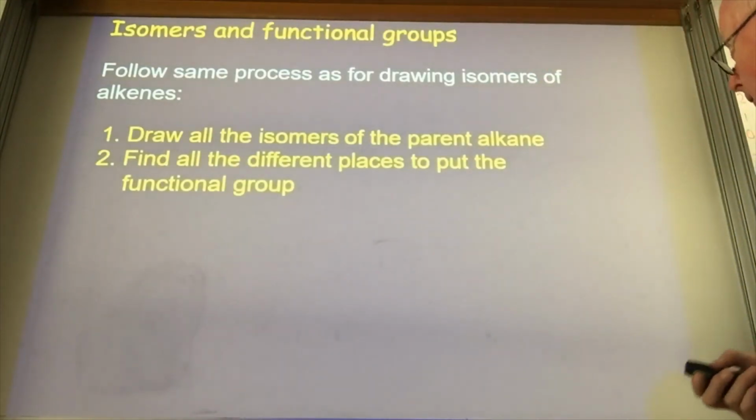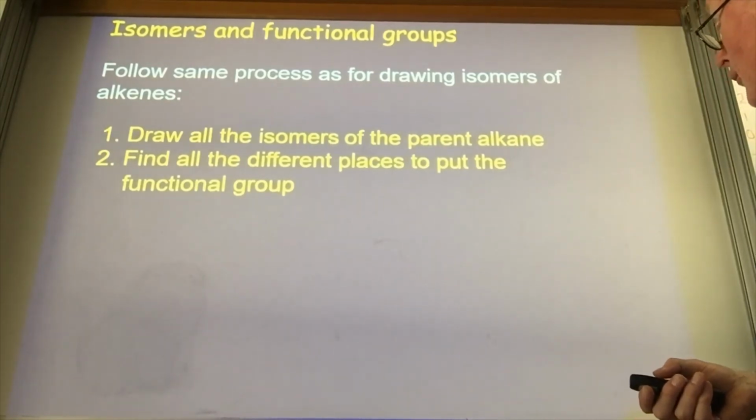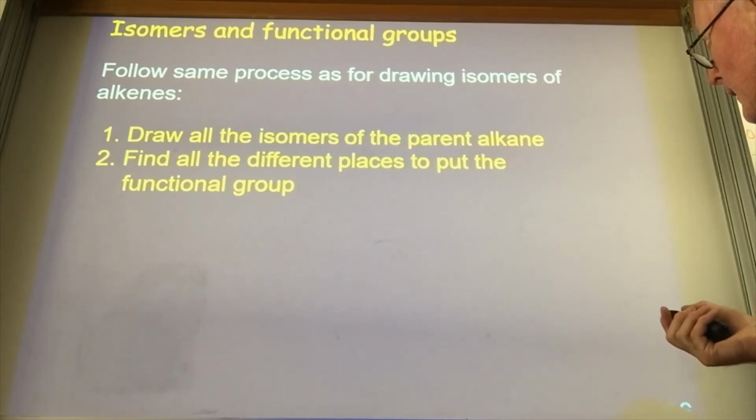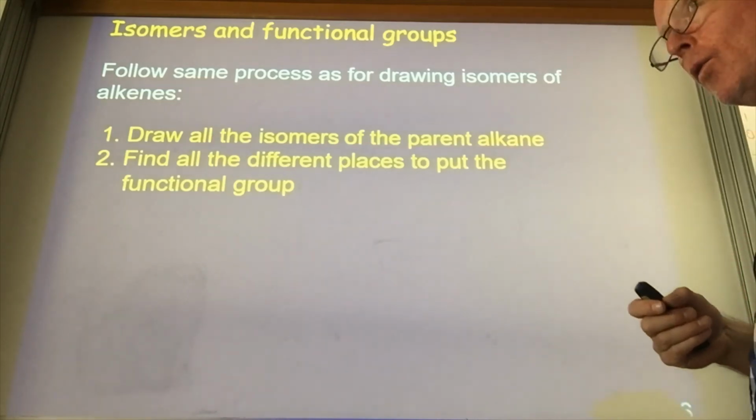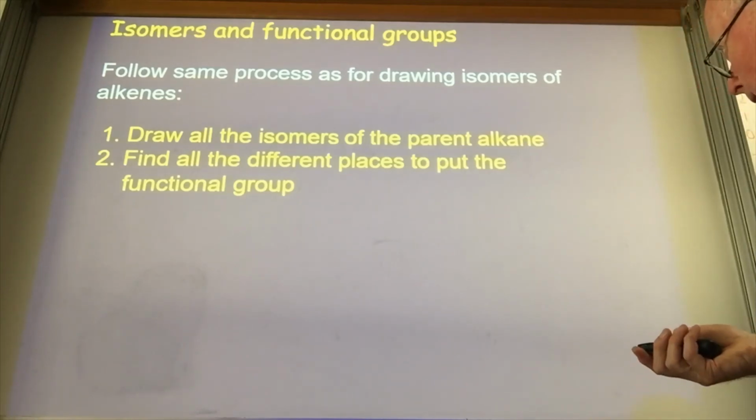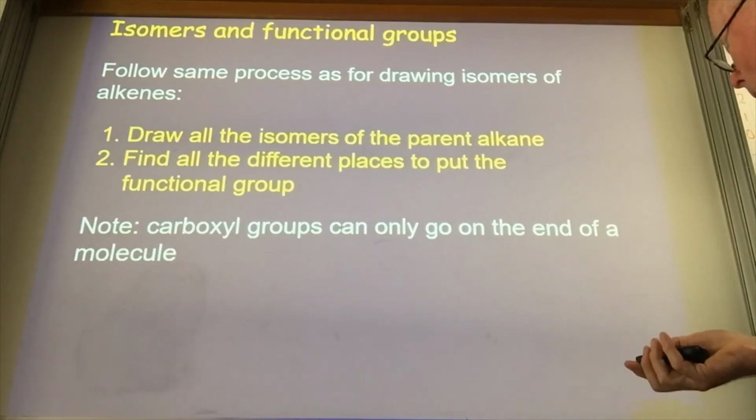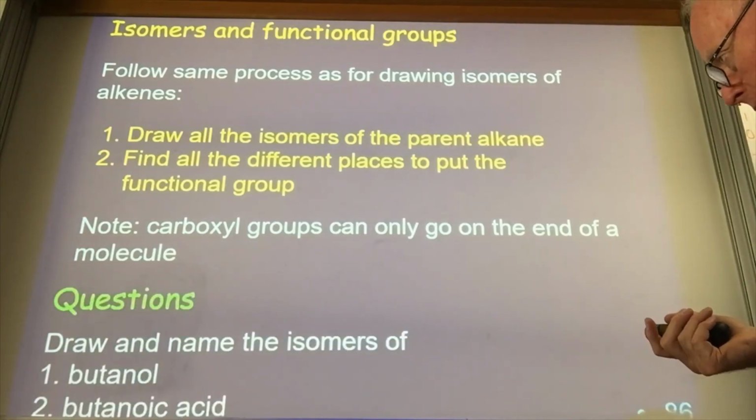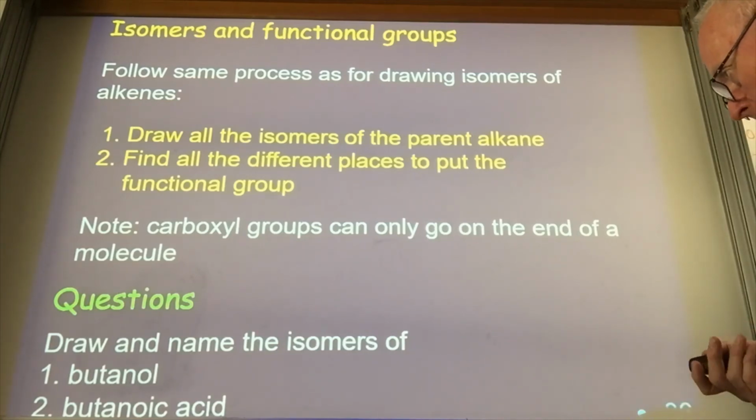Okay, isomers and functional groups. Basically follow the rules as we did for alkenes. So start off with a paired alkane, draw all the isomers of that many carbons, and then work out all the different places you can put that functional group. Of course, carboxyl groups have to go on the end. So have a go at drawing the isomers of those two.